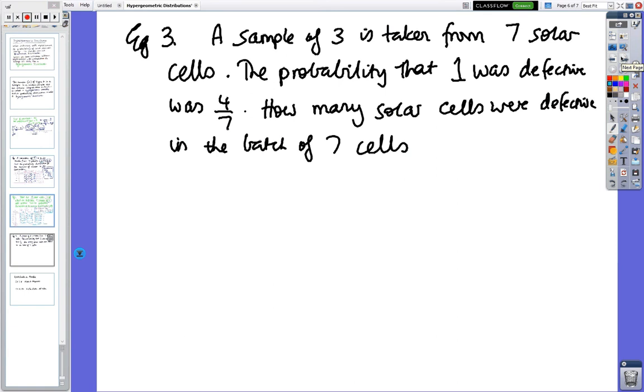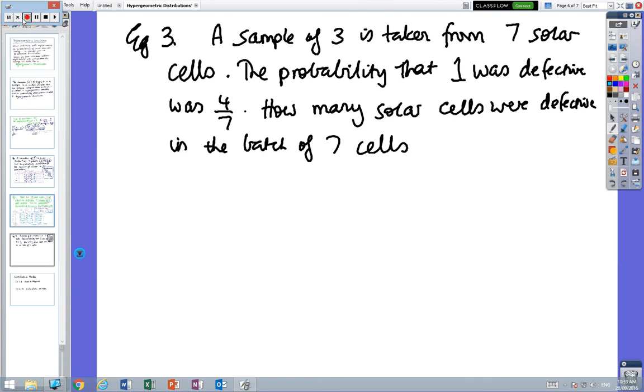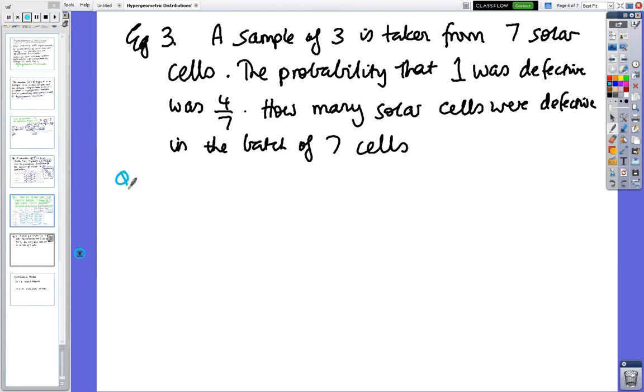Okay, so we've got one more example to do, and in this particular case we're going to do the question backwards. This is actually question 23 from one of the exercises you're going to be doing, question 23 from Further Maths Macmillan. Okay, it's only on the worksheets anyway.